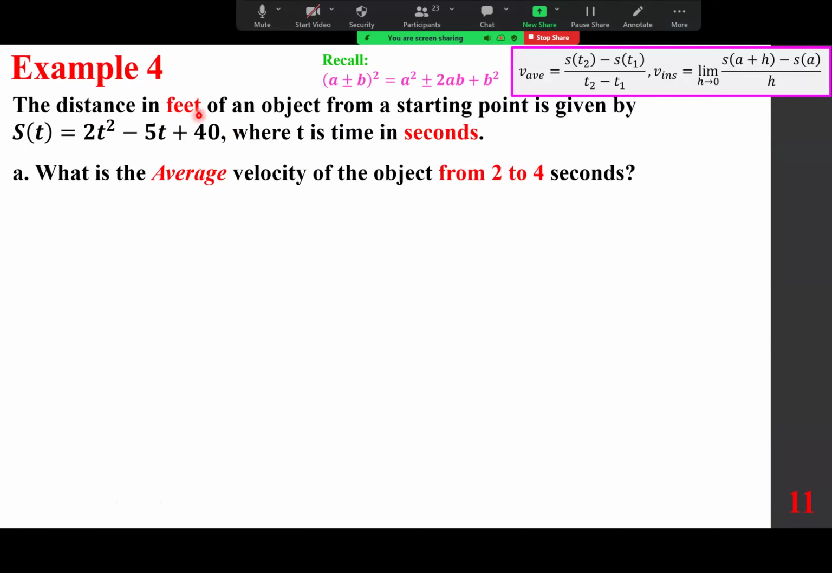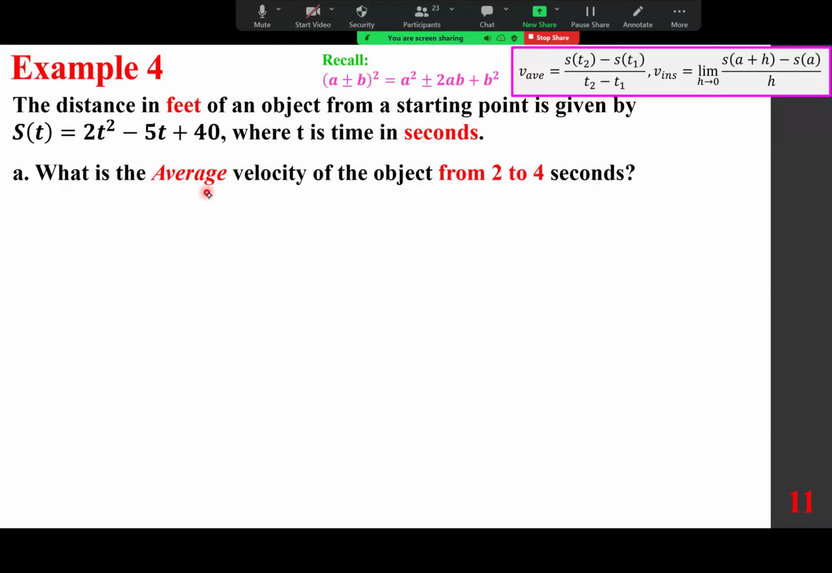The distance in feet of an object from a starting point is given by s of t equals 2t squared minus 5t plus 40, where t is time in seconds. What's the average velocity of the object from 2 to 4 seconds? Again, when we are given 2 points, that means average, even if we don't say average. So what is the average velocity?